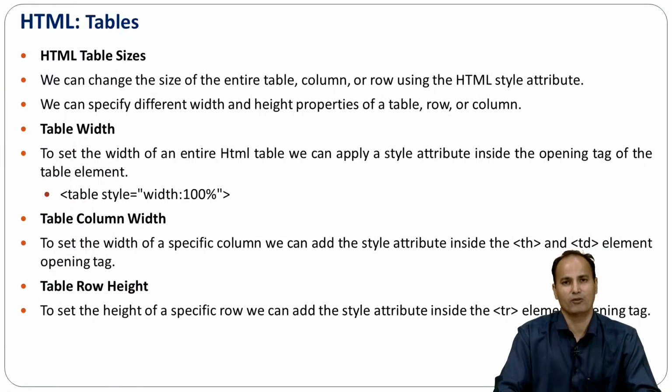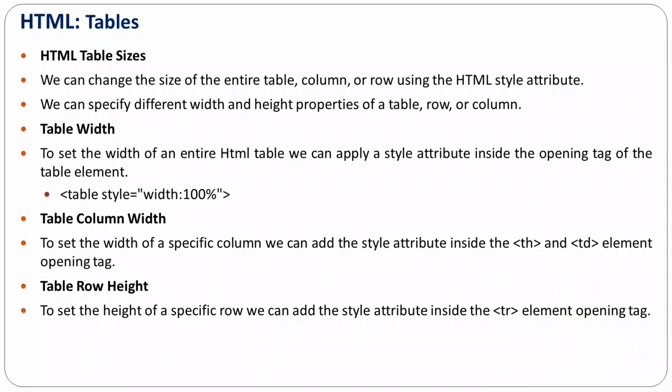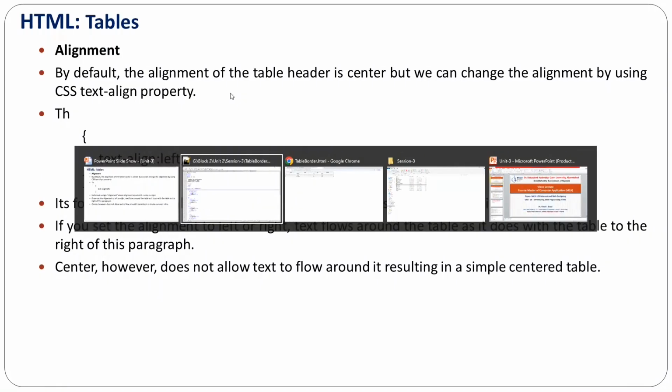Then table column width. To set the width of a specific column, we can add the style attribute inside the opening tag of the th and td elements. So if you want to set the width of a column, you can use it in the th table header tag or in the td table data tag. Table row height: to set the height of a specific row, we can add the style attribute inside the opening tag of the tr element. Okay, let's have a look at that.